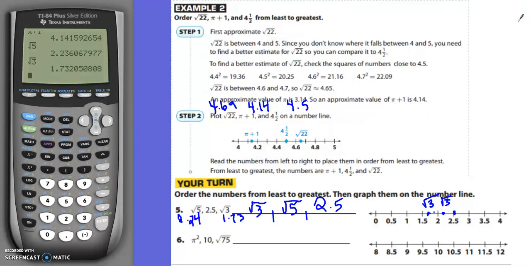Alright, number 6, we have pi squared. Pi squared. Oops. Let's clear that. I don't know what I typed. So pi and squared. I got about 9 and 87 hundredths.